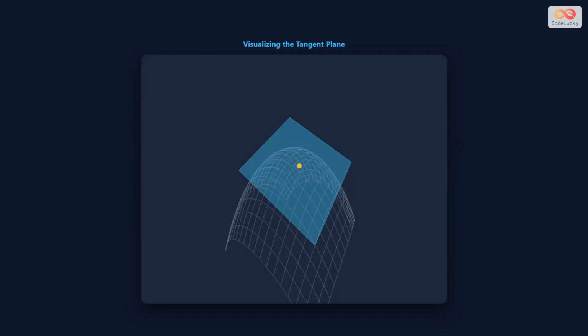Visually, imagine a flat sheet of glass resting perfectly on a curved hill. At the point of contact, they are identical. As you move slightly away, the glass plane stays straight while the hill curves away, but for a short distance, the gap is very small.